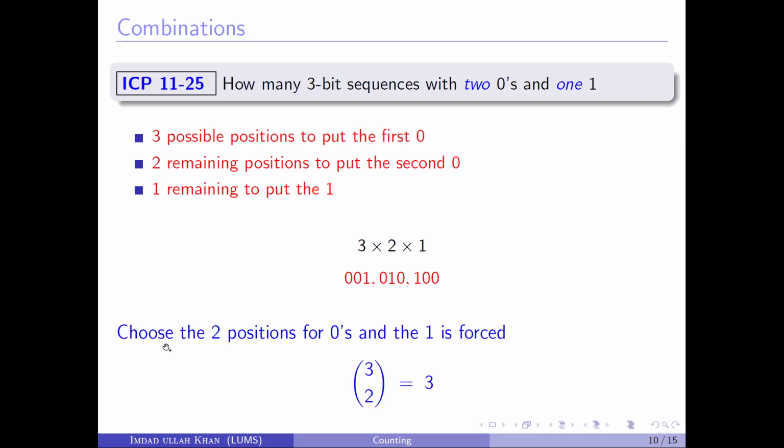So what we do is apply combinations: choose 2 positions for 0, and 1 is forced automatically. So we go for 3 choose 2, and that gives us a more intuitive answer. Because when we go for 3 times 2 times 1, that means we are restricting the order between the 2 zeros, which does not matter, right?